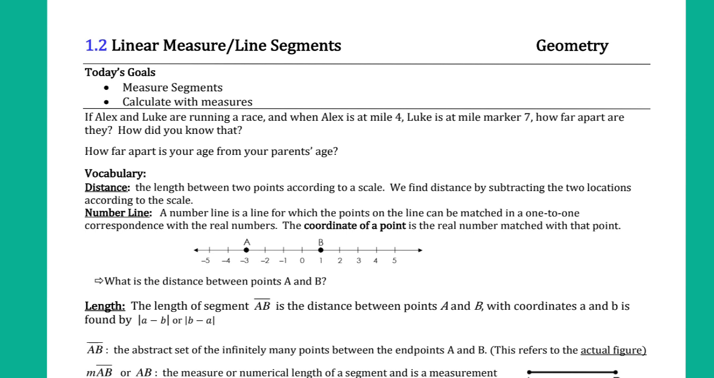distance between things. How far apart is your age from your parents' age? How much older are they? What's your distance from your parents? Well, then you would subtract your parents' age, which could be like 35, and your age, and then you're 20 years apart or something. So you can subtract those locations. And this also works on a number line with positive and negative numbers.